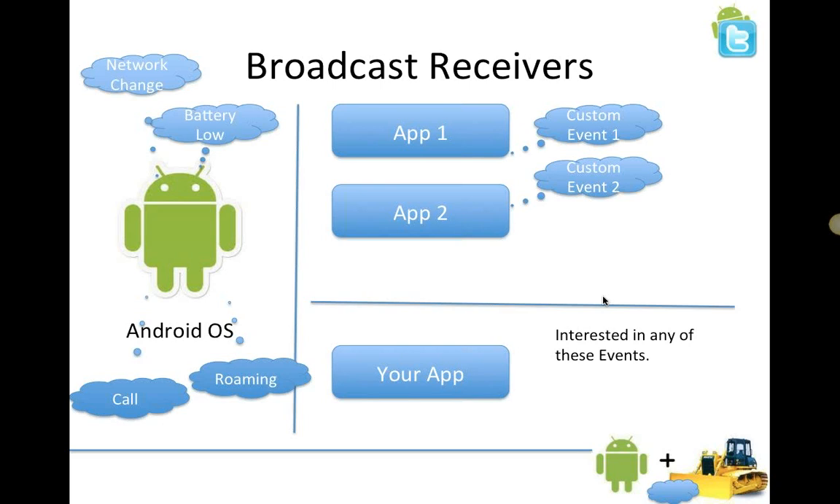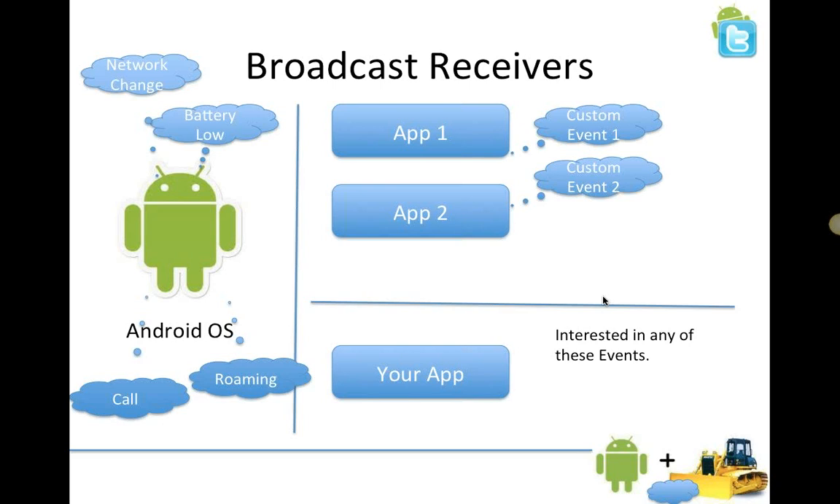So I don't want Dropbox to download data, especially when I'm on roaming, or even when the network changes from 2G to 3G to Wi-Fi, I need to be notified. Also, when the battery is low, I won't want to do certain things and things like that. Even phone boot is an event which I'll be interested in.